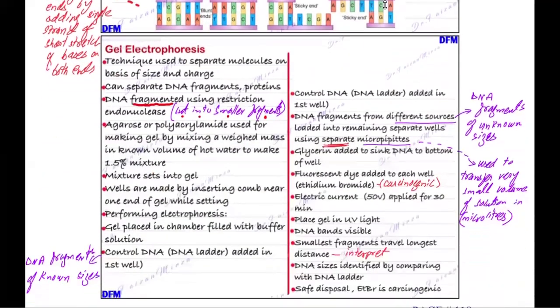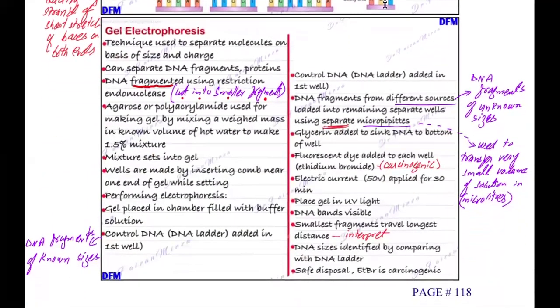So moving on, this is the detail of gel electrophoresis. I've already covered in detail in one of my videos how gel electrophoresis is done. It's basically a technique to separate molecules on the basis of size and charge. DNA can be separated and proteins can be separated. You place either one of those samples, either DNA fragments or protein, and you separate them from the samples.